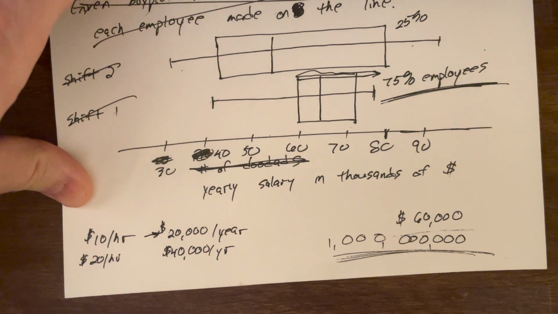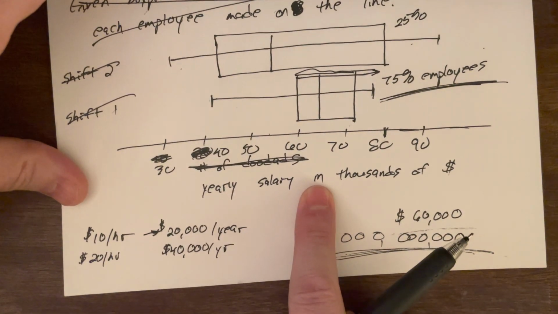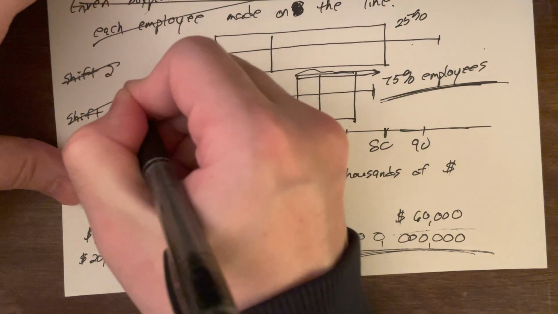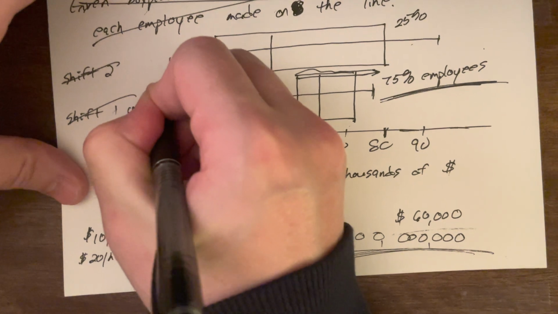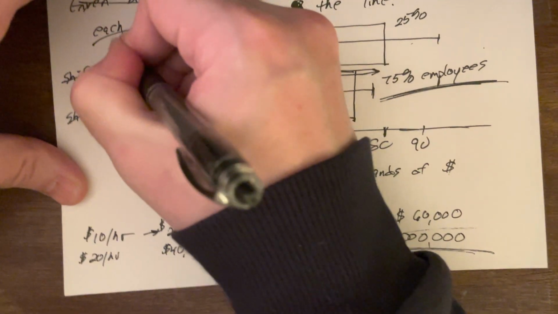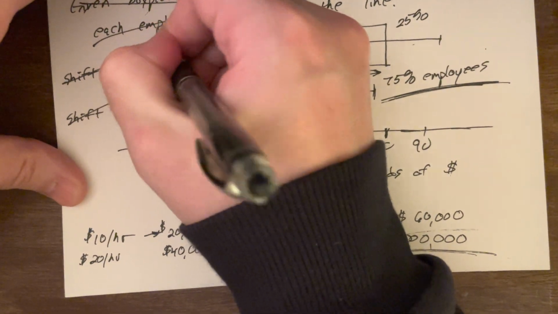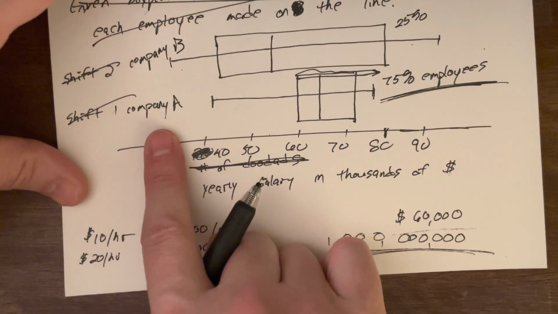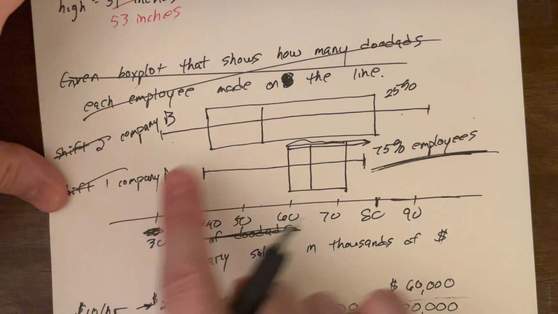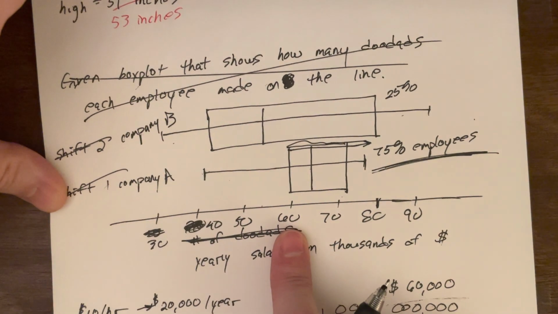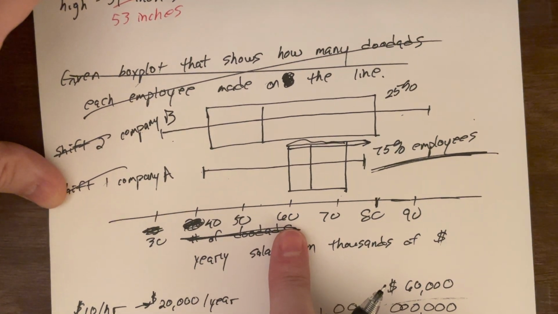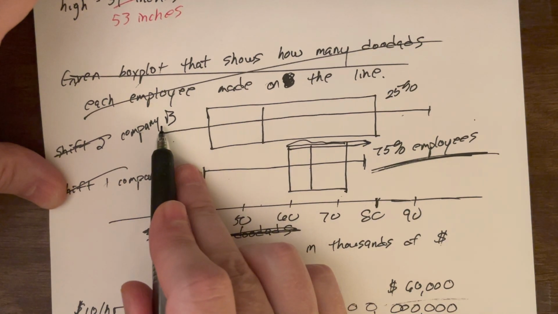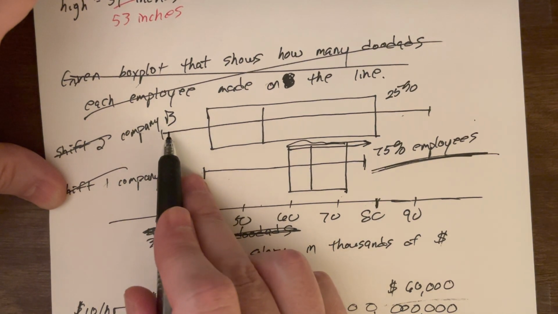Okay, so now pretend this is yearly salary, and these are two different companies. Let's call this box plot company A, and this second one company B. What company do you want to work for? If you're looking at salaries, what's good, what's bad? Well, again, it's still very similar. If you choose company B, why would you want to choose company B?